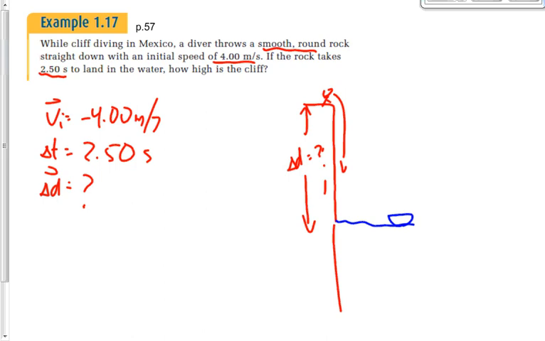Everything that's falling or rising has an acceleration of negative 9.81 meters per second squared.